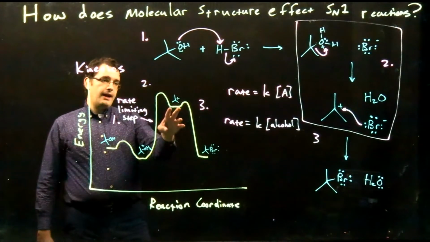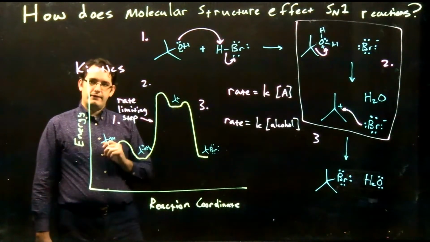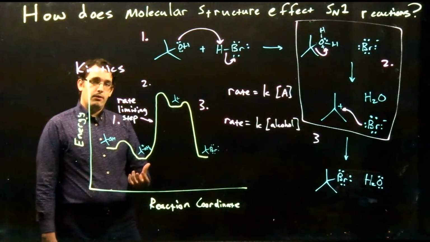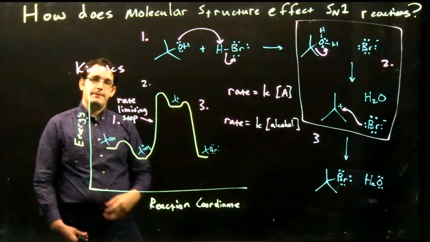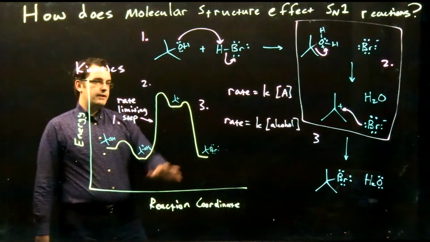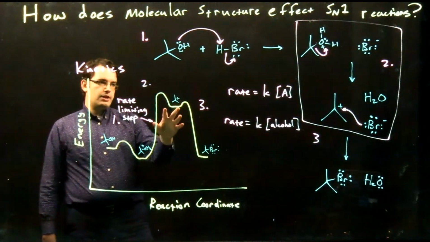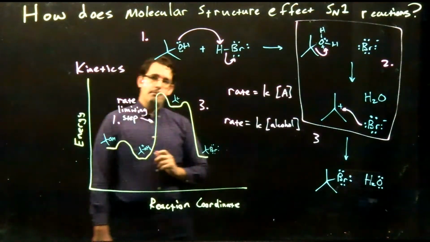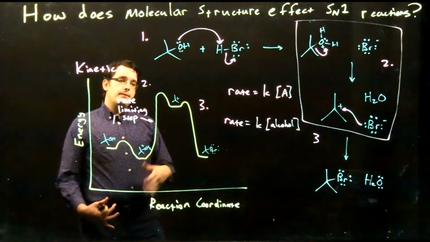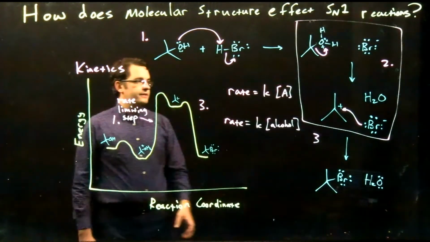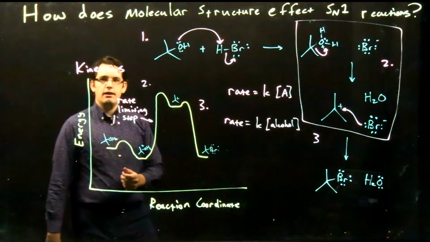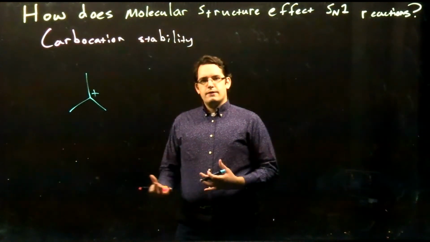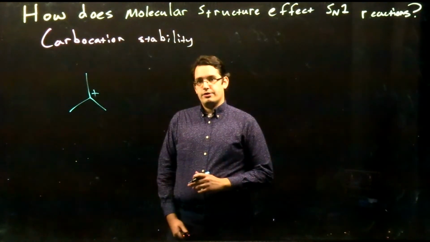Now, of course, anything that has a lower energy, that would lower this activation energy, would be something that is more stable, right? Anything that has a higher energy is something that's less stable, right? So if we want to speed up this reaction, we need to make our carbocation more stable. So what we need to look at next is what factors will influence the stability of our carbocation. So let's take a closer look at our carbocation structure.